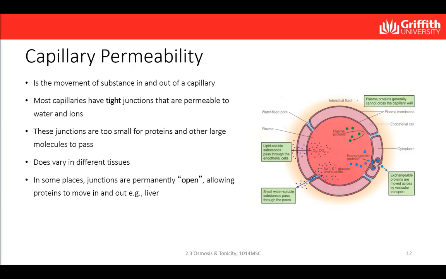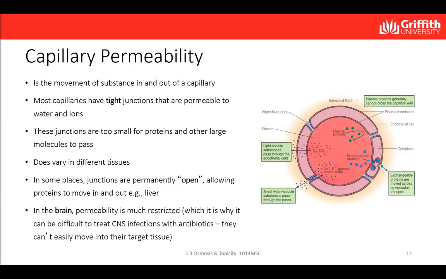Capillary permeability can differ between tissues. For example, in the liver, proteins and other large molecules can freely move in and out of the capillaries, as they have larger junctions through which they can pass. On the other hand, the capillaries inside our brain are impermeable to most substances, which is why treating CNS infections with antibiotics can be really difficult, as the medication often cannot reach the target tissue within the nervous system.